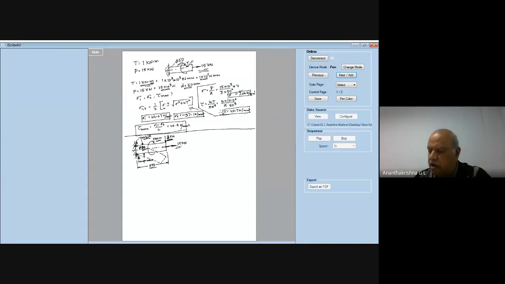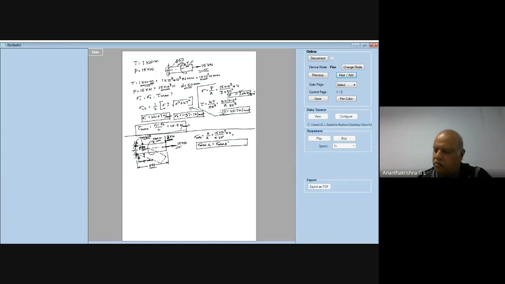Now we have axial stress given by sigma axial is equal to P by A, that is equal to 15 into 10 power 3 divided by pi d square by 4, correct? So that will give you sigma axial. Sigma axial at point A is also equal to sigma axial at point B. It's going to be the same for both points A and B.